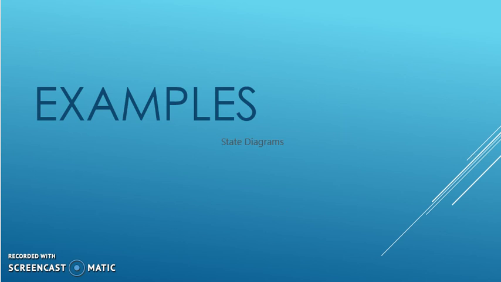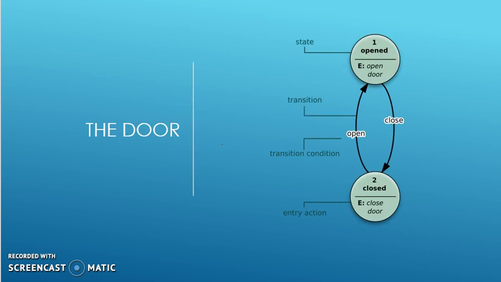Examples. This is one of the first examples that I found when researching. It's a state diagram of a door. Now, unlike the parts described earlier, this does not have a final state. It is simply the status of a door that is either open or closed, with no in between.